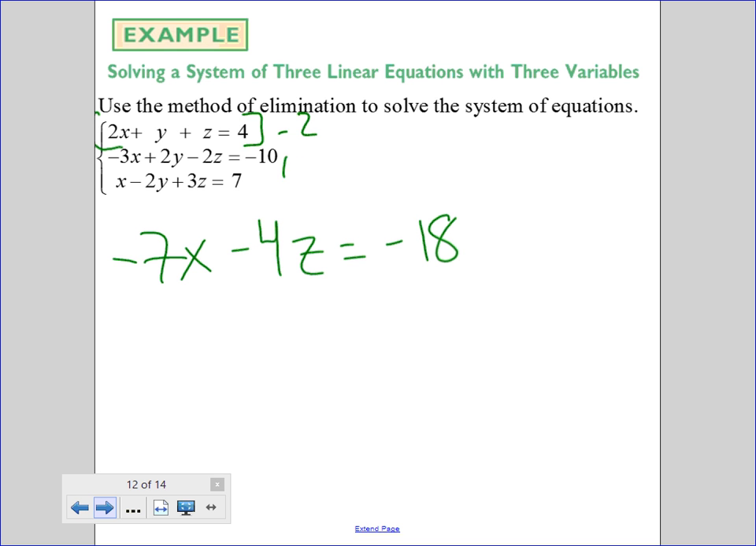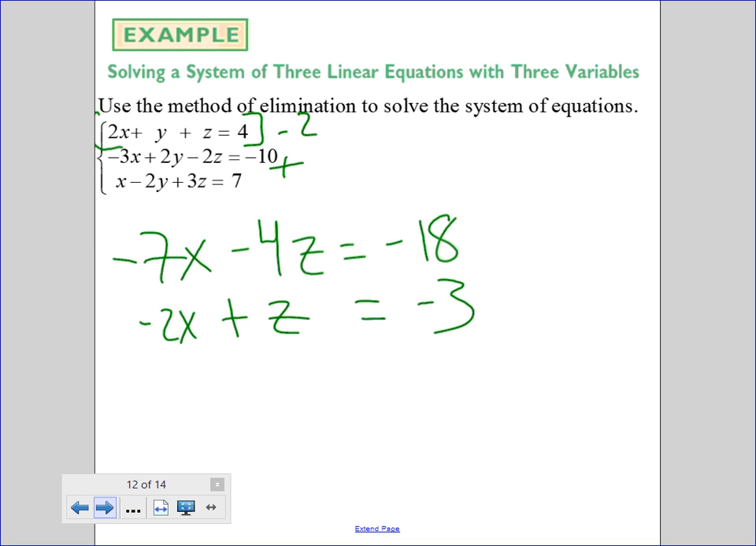So I'll add these 2 right here, all right? So negative 3x plus x gives me a negative 2x. 2y plus negative 2y, well, again, that cancels, that goes away. And then negative 2z plus 3z would equal a positive z. All right? And then I'm going to add negative 10 plus 7, so I get that's equal to negative 3.